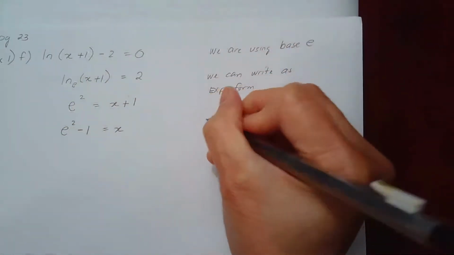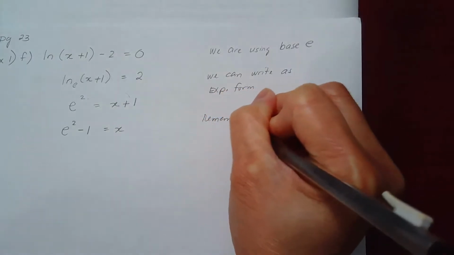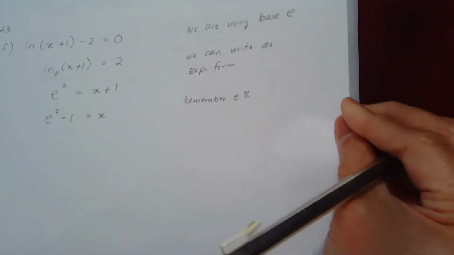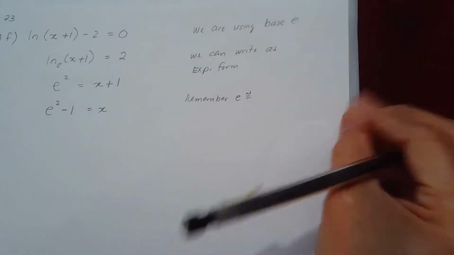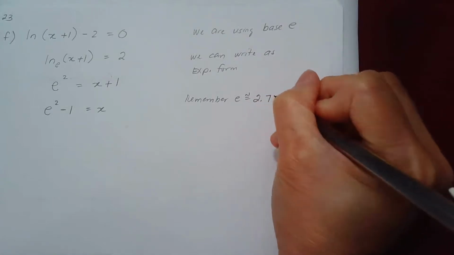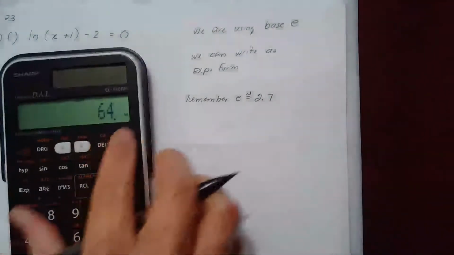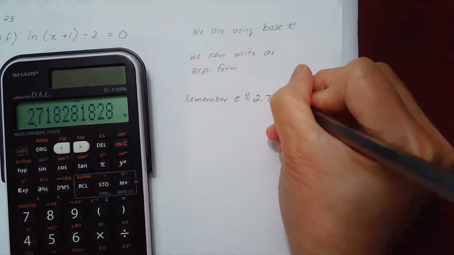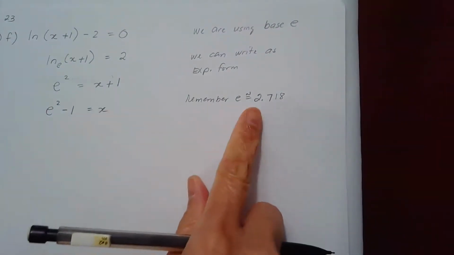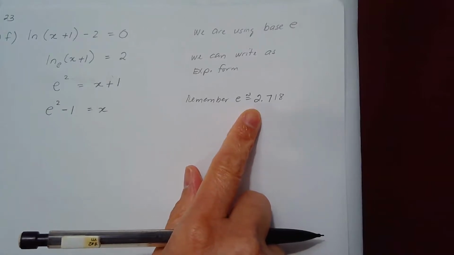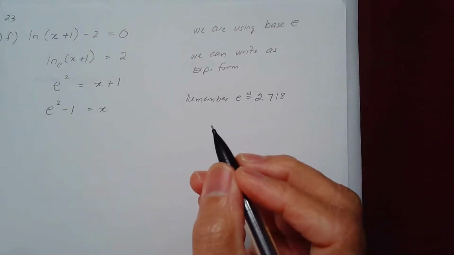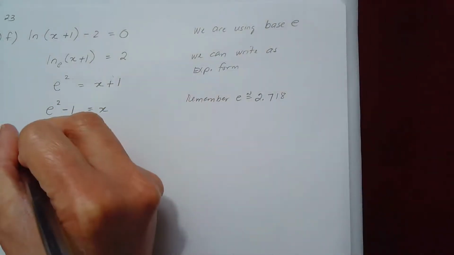So remember, e is just a number, right? It's approximately 2.718. So when we see an e, it really means it's about 2.718. So let's see if we could check it.